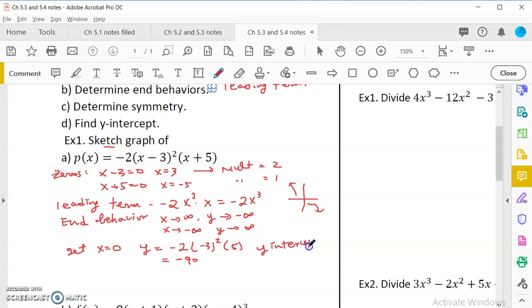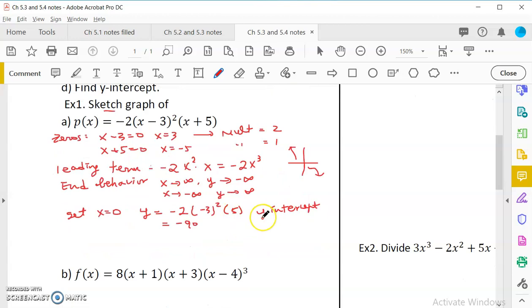So we collect a lot of this information. We know it is like that. We're ready to graph. Oh, do I have enough space? Not enough space, so just graph it here. The important thing is to do the end behavior first. It is like this side and this side. And then do the zeros, 3 and negative 5. 3 and negative 5 here.